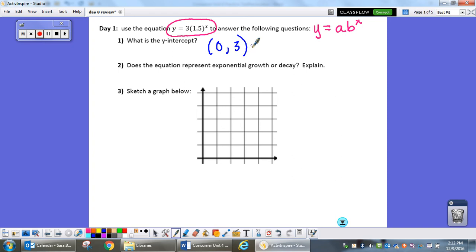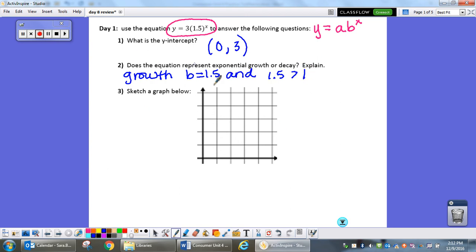And then we have to say if it's growth or decay. It is growth because the b value is 1.5, and 1.5 is greater than 1. You must explain why.